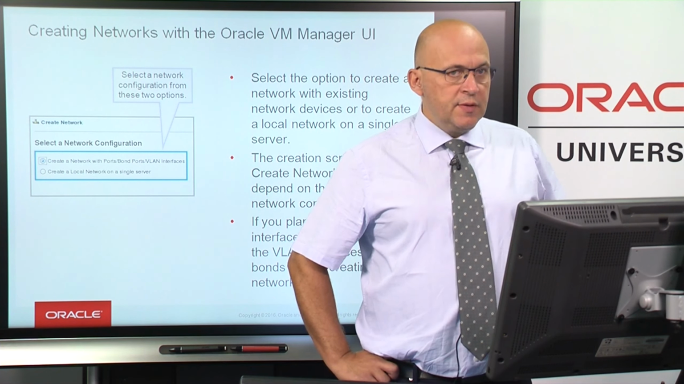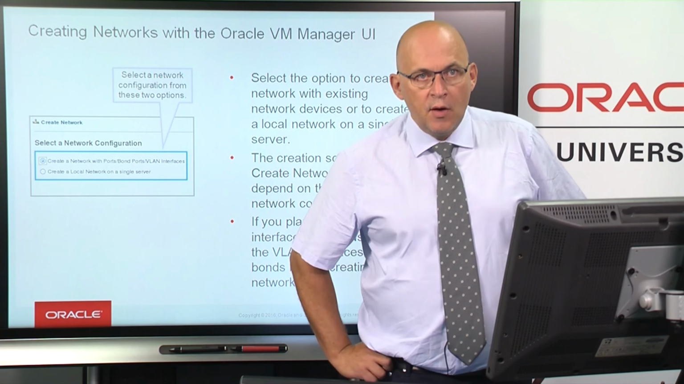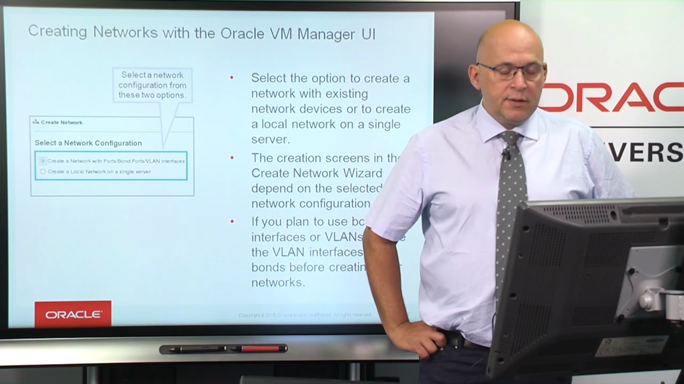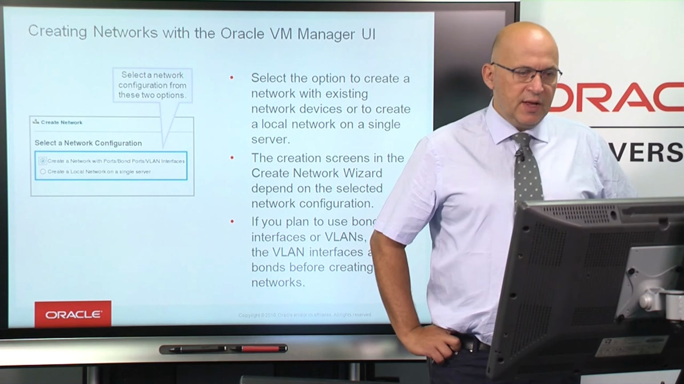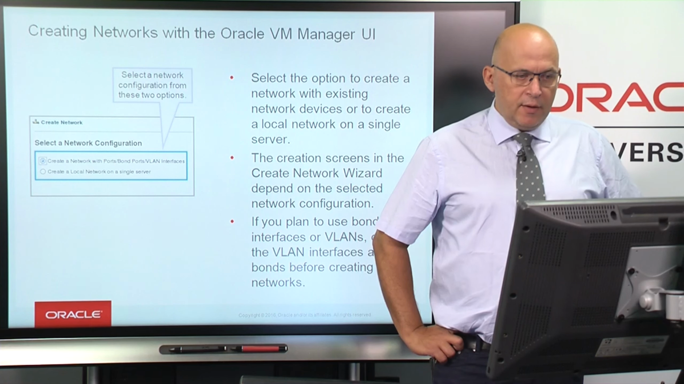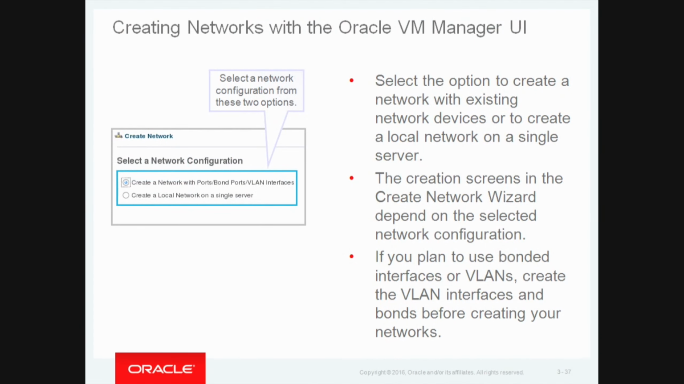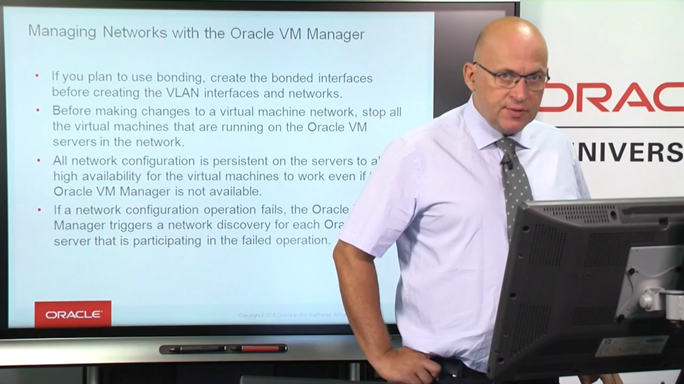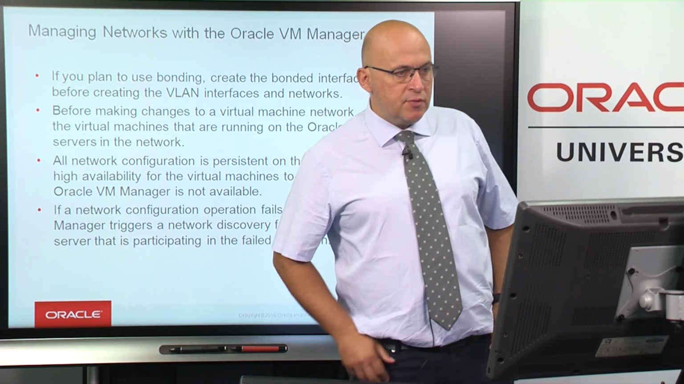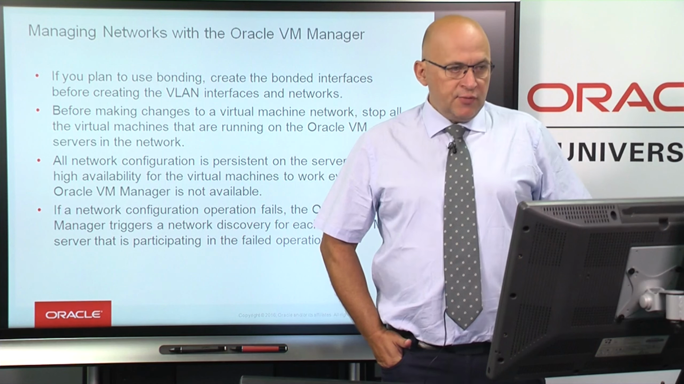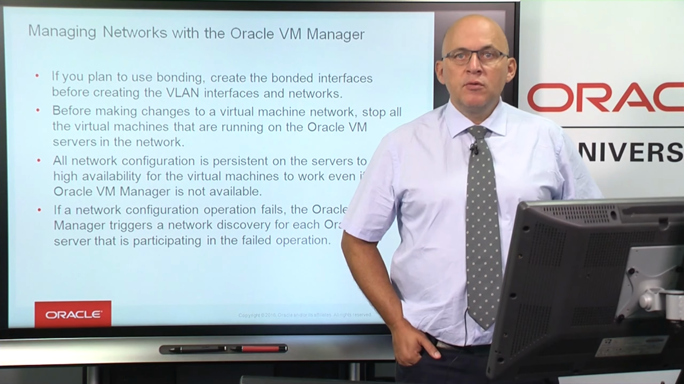Now, on this screen, we have the way that you can create these VLANs, either by using the web interface, so create a network with ports, bonds, with a VLAN interface. Otherwise, you can use the command line, and during the labs we will run this kind of configuration, so you will see how this is configured. So this is how you have to manage the network with the Oracle VM Manager.